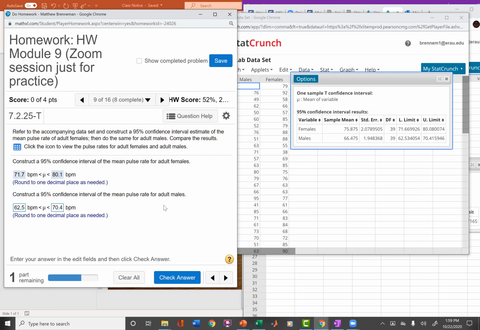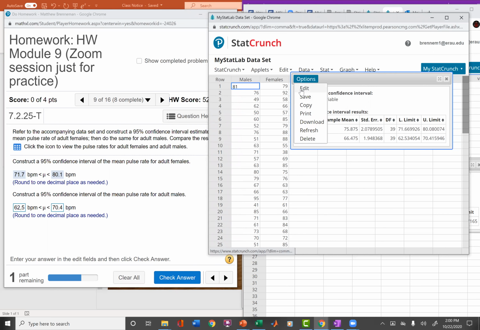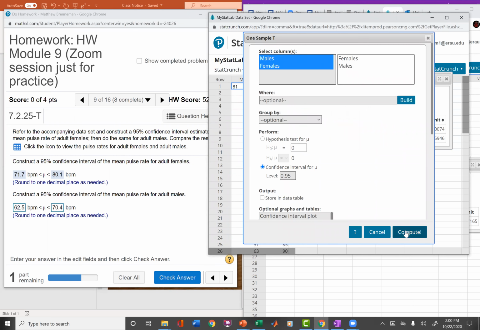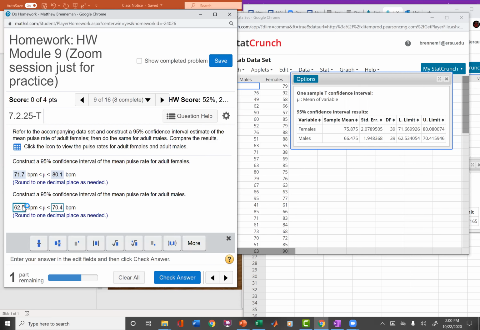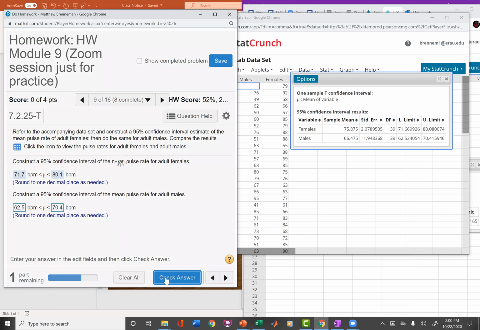Oh, come on. 62.5 for the males, 70.4, 71.7, and 80.1. And it's 1 decimal place for both. And it's 95% confidence interval. Okay. What did I do here? Oh, I have a comma rather than a decimal point. Format count. There we go.